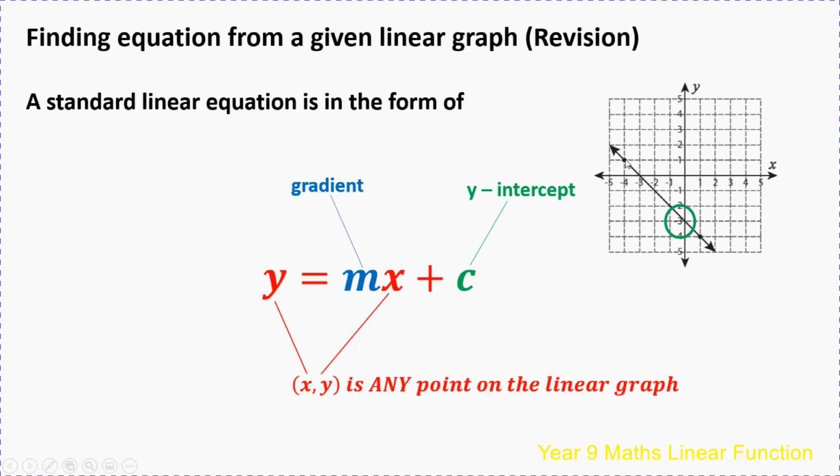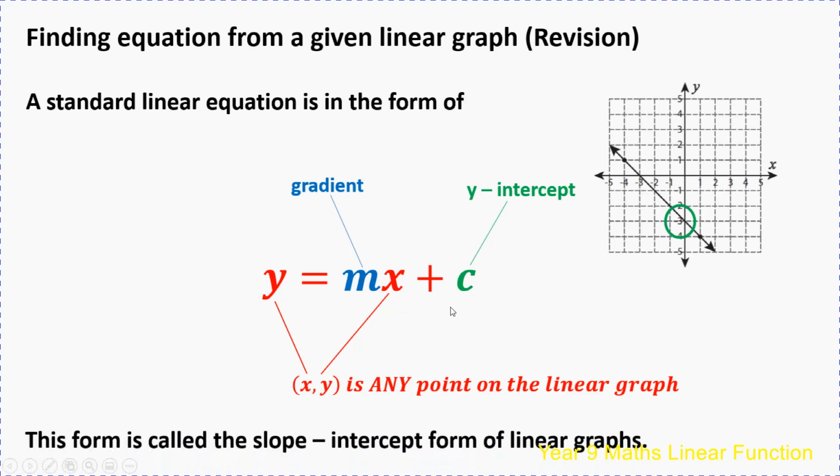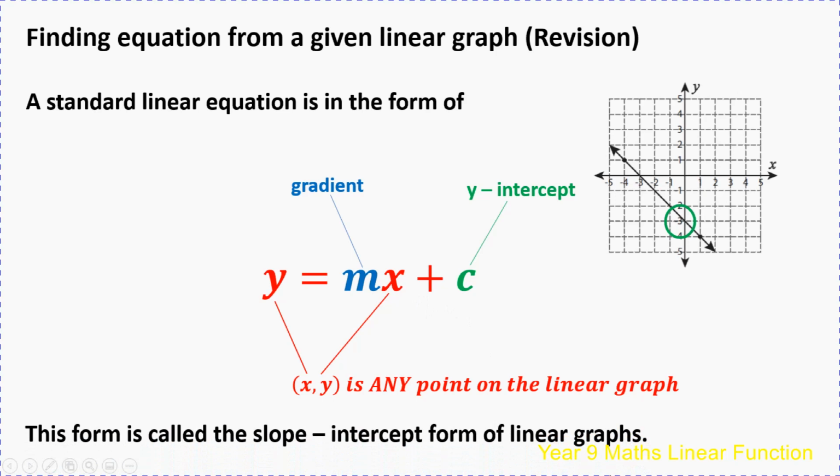You can see from this graph, the gradient is what? If you use rise over run, you can find the gradient. And also that green circle, you can see the y-intercept. If you know both the gradient and y-intercept, then you can put that into the equation, and you will have that linear equation. That's how we did things in year 8. There's also a name for this form. This is called slope intercept form.